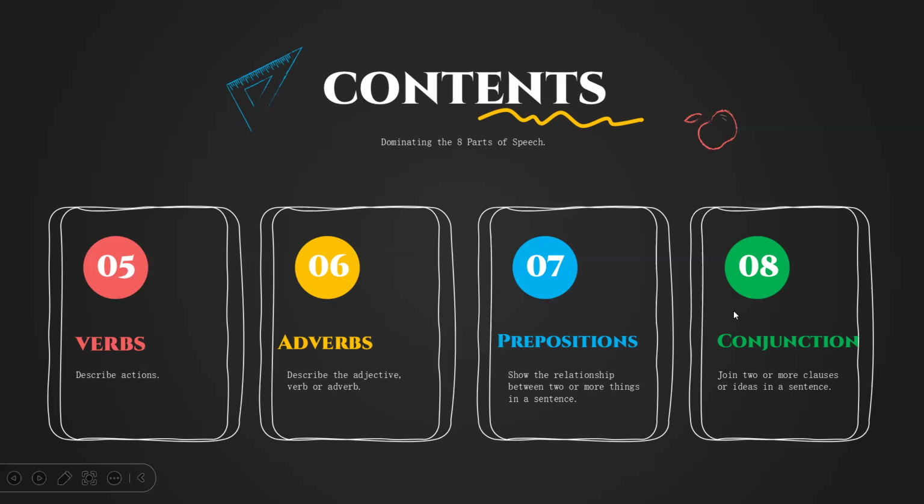Awesome. The last part of speech that we will be checking is what we call conjunction. Conjunctions are used to join two or more clauses or ideas in a sentence. When we say and, but, however, those are considered to be conjunctions.